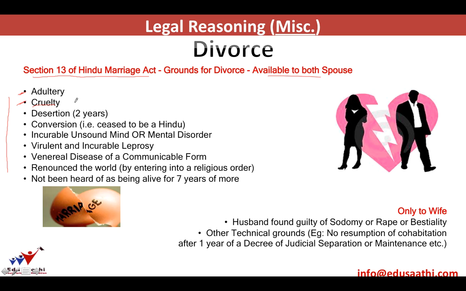So cruelty is available to both the parties. In certain cases, even denying your husband a sexual relationship amounts to cruelty. So cruelty is a very wide concept which the court has to decide on the basis of the circumstances before the court. Desertion, wherein your spouse deserts you and is not with you for like 2 years. So in those cases, it can be a ground for divorce.